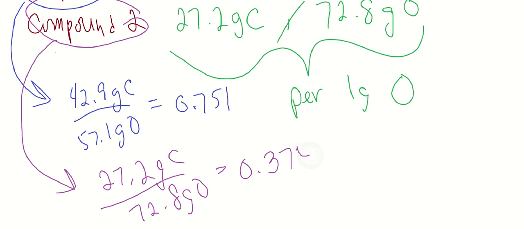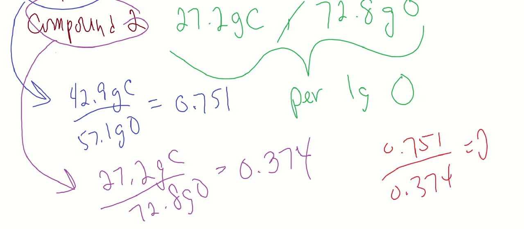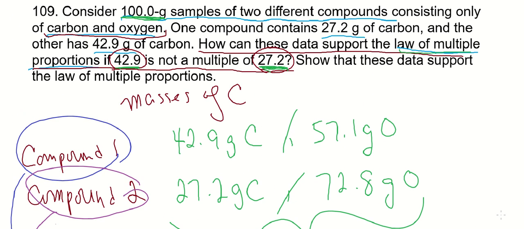0.374. All right, so I'm going to see how much the carbon in compound 1 goes into the carbon of compound 2. Okay, so here, final answer right here, 0.751 over 0.374, and it's going to be 2. Let's do it anyway. 0.751 divided by 0.374. Yep, that's 2. So that shows that the data supports the law of multiple proportions.